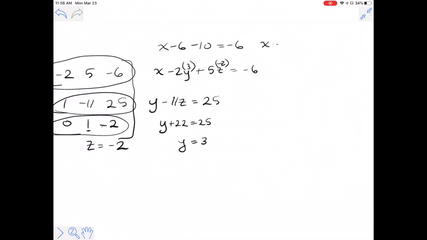And then we have x minus 16 equals negative 6. If you add 16 to both sides, you get x equals 10. So we have a solution of 10, comma 3, comma negative 2.